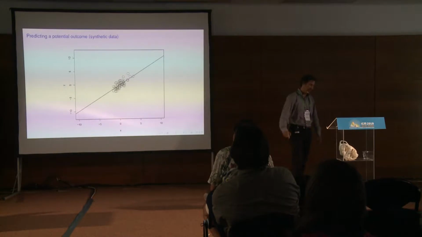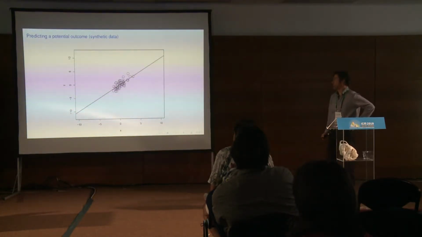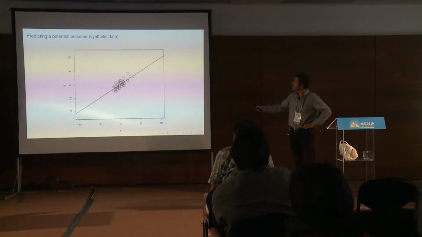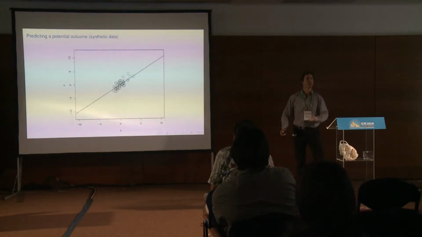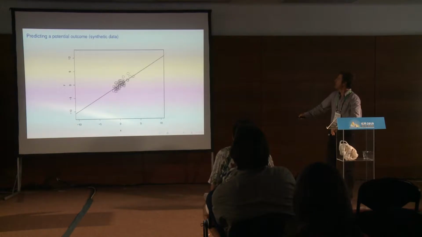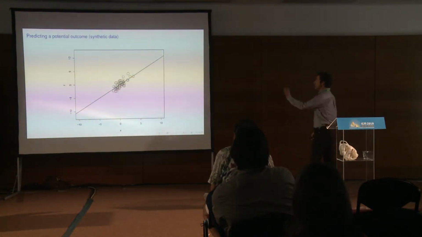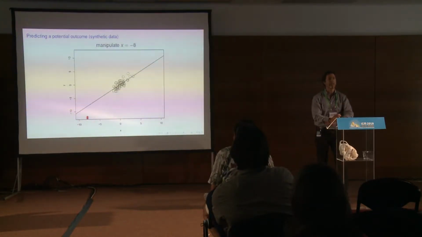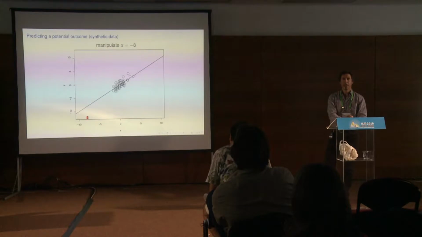Okay, so here is again a cartoon of what we're trying to do. We have two variables, X and Y. This is synthetic data. This could be chocolate consumption and Nobel Prize. And you could fit a regression line here. And now you're doing a manipulation. You set the value of X to -8. And the question is, what is the predicted value for Y?